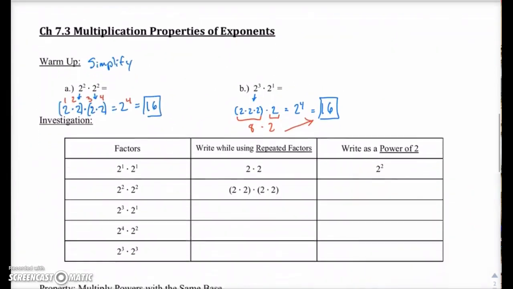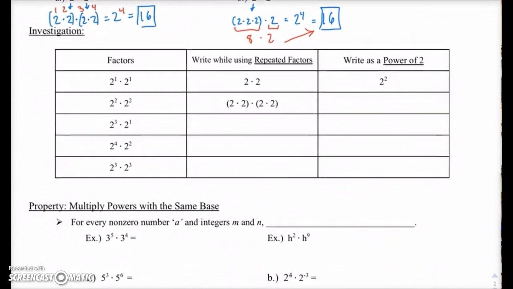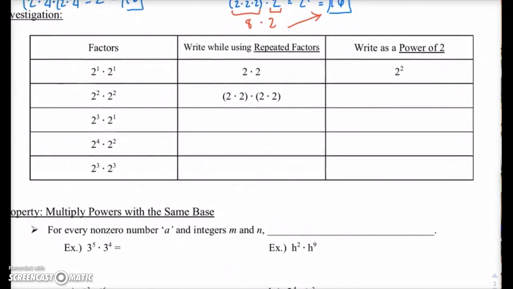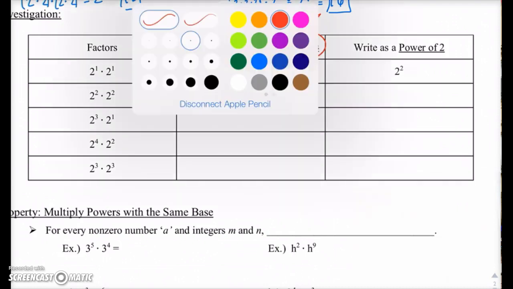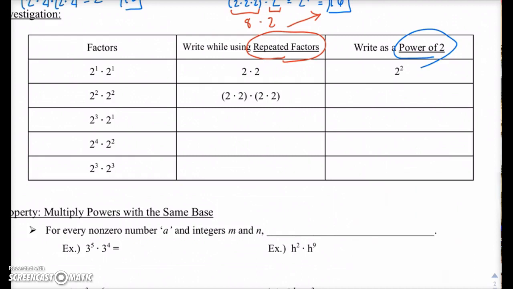Let's move down here to our investigation table. Looking at the left column, we have our factors. We have different combinations of powers: 2 to the power of 1, 2 to the power of 2, 2 to the power of 3, and so forth. What we're going to do is write it in two different ways. We're going to write it using repeated factors, and then using powers of 2. The first example is done for you.